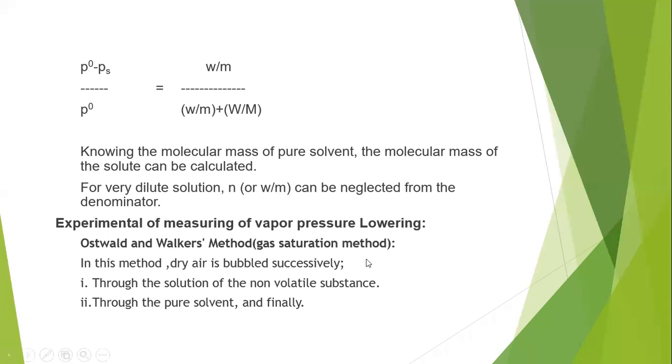Out of the many experimental methods that exist, the most important one we can use is Ostwald-Walker's method. Simply, we can also call it the gas saturation method. In this method, dry air is bubbled successively through a glass tube into the Ostwald-Walker's apparatus. Dry air we have to send very carefully.